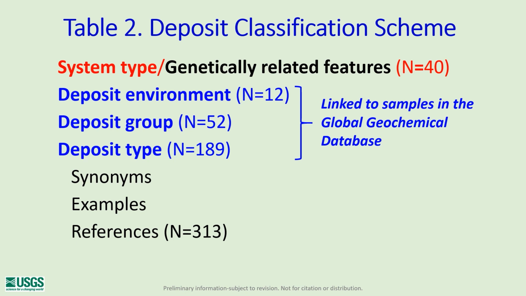At that time, we were able to agree more or less on what each system type entailed, but not the names. So we added a column called Genetically Related Features that is a proxy for system type. At our last meeting, we finally agreed on 40 system type names, which will be incorporated into a future update of this report, as well as the Global Geochemical Database. So until that is done, only 3 categories, deposit environment, deposit group, and deposit type, have been linked to the sample entries in the Global Geochemical Database.